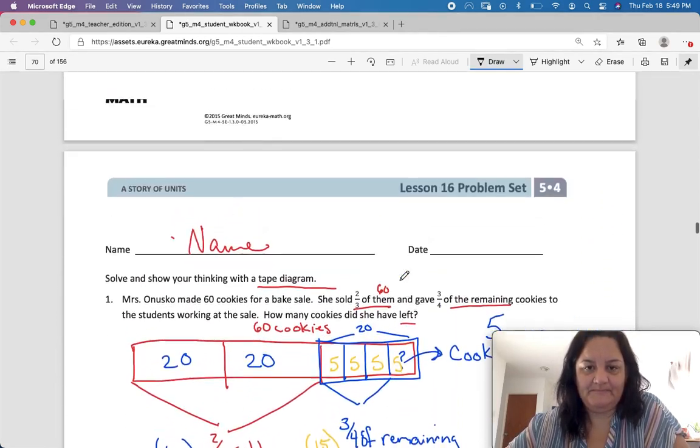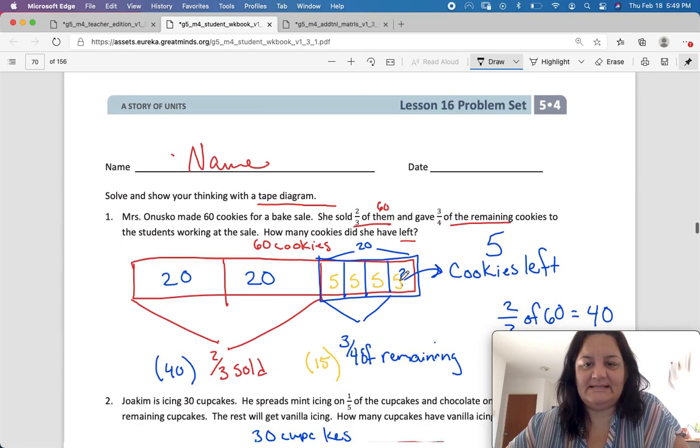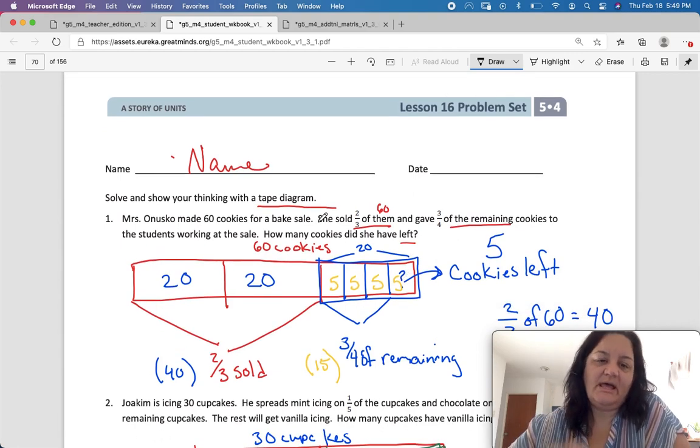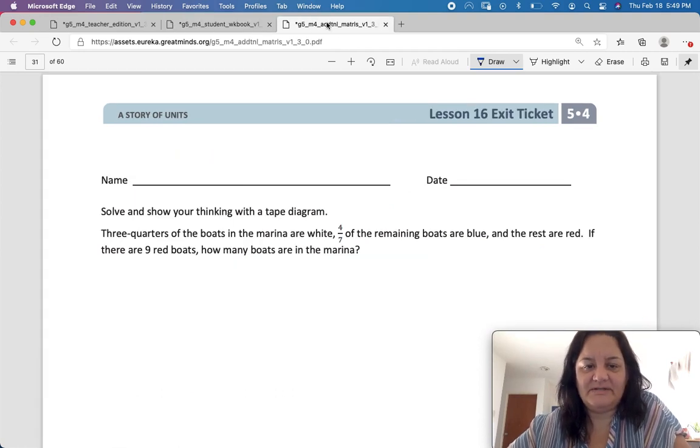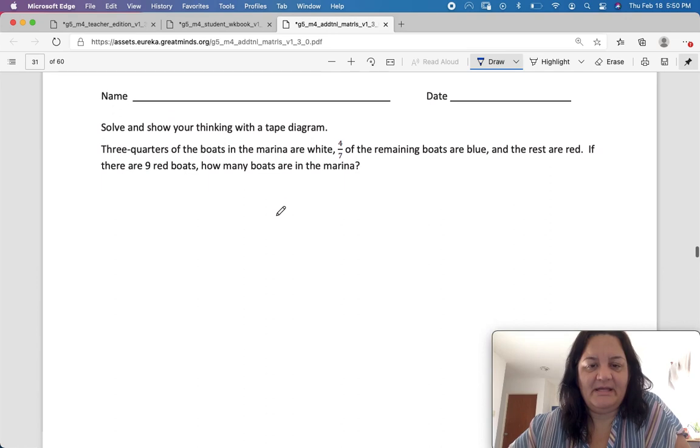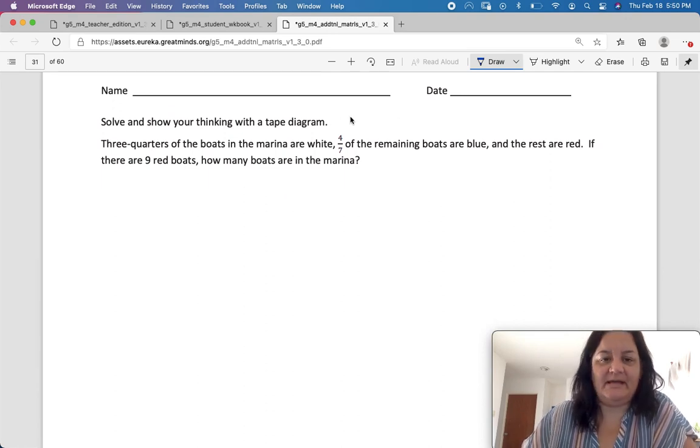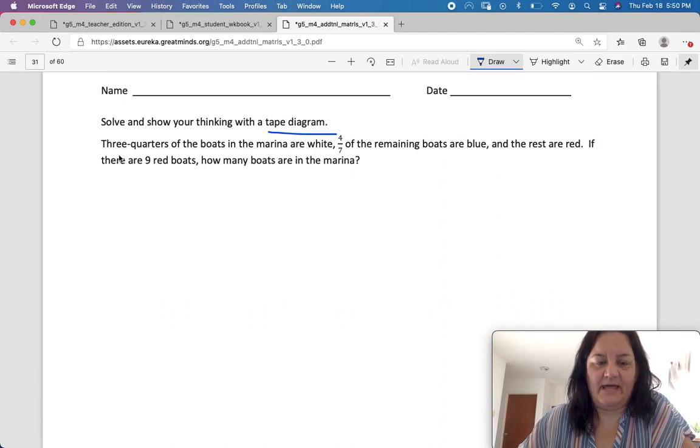Okay. That was Lesson 16 problem set, so please make a copy of your own and submit it. Then go over to the exit ticket. Solve and show your thinking with a tape diagram. If you do not show a tape diagram, you will not get full credit, okay?